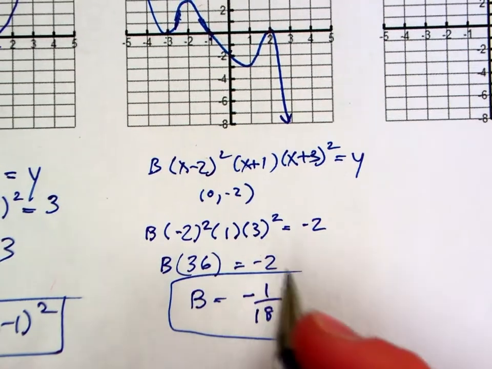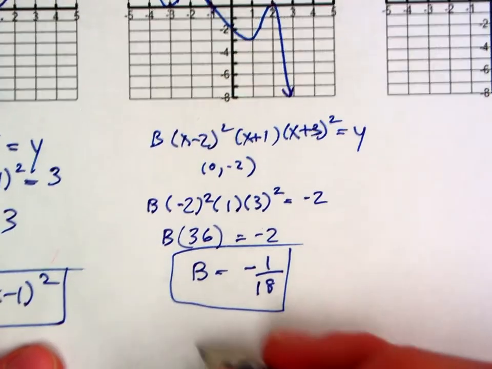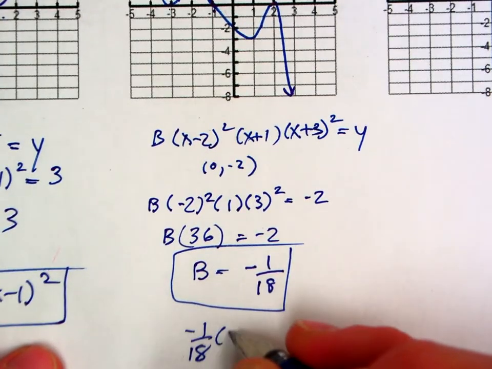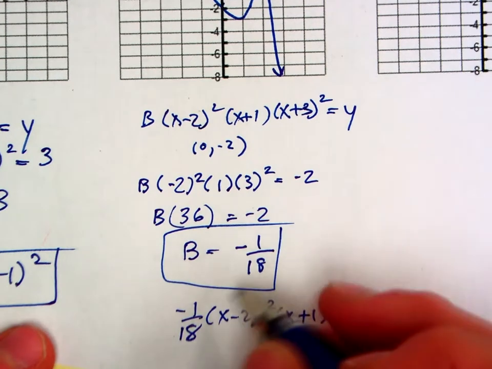So my final answer, basically, instead of writing b up here, I would just write -1/18, x minus 2 squared, x plus 1, x plus 3 squared. And that would be my final answer for y.